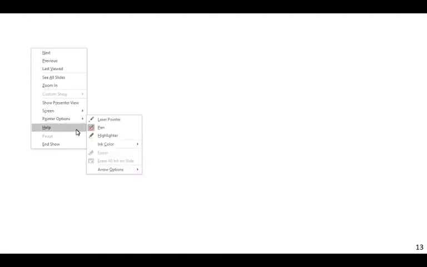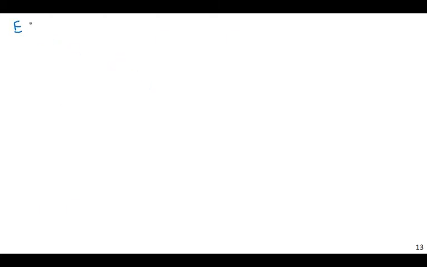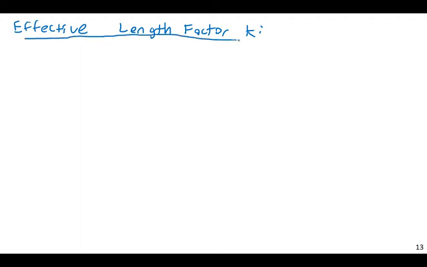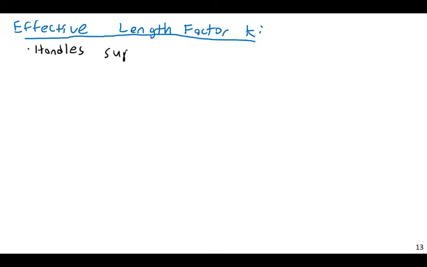I want to talk next about the effective length factor K. The effective length factor K allows us to handle, again, we did this derivation for the pin-pin condition. The thing is, what if we have columns that aren't pin-pin? The effective length factor K is going to address columns or supports that aren't pins. It handles supports other than pins.